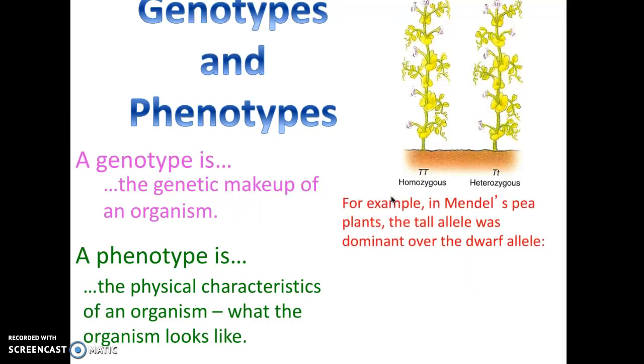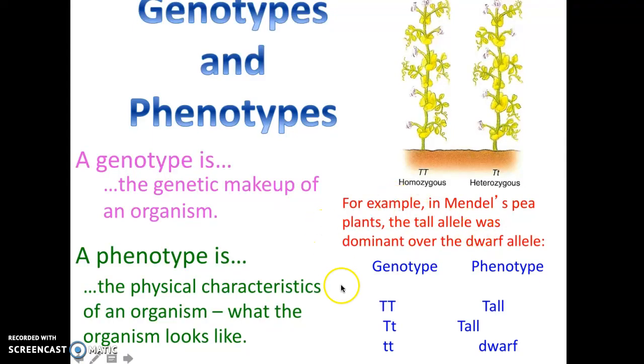For example, in Mendel's pea plants, the tall allele was dominant over the short allele. So if we had the genotype big T, big T, or homozygous tall, then our phenotype was tall. If we had big T, little t, that big T covered up the little t, so it was still tall, and then little t, little t was dwarf. So that would be homozygous dominant, heterozygous, homozygous recessive. Same, homozygous; different, heterozygous.